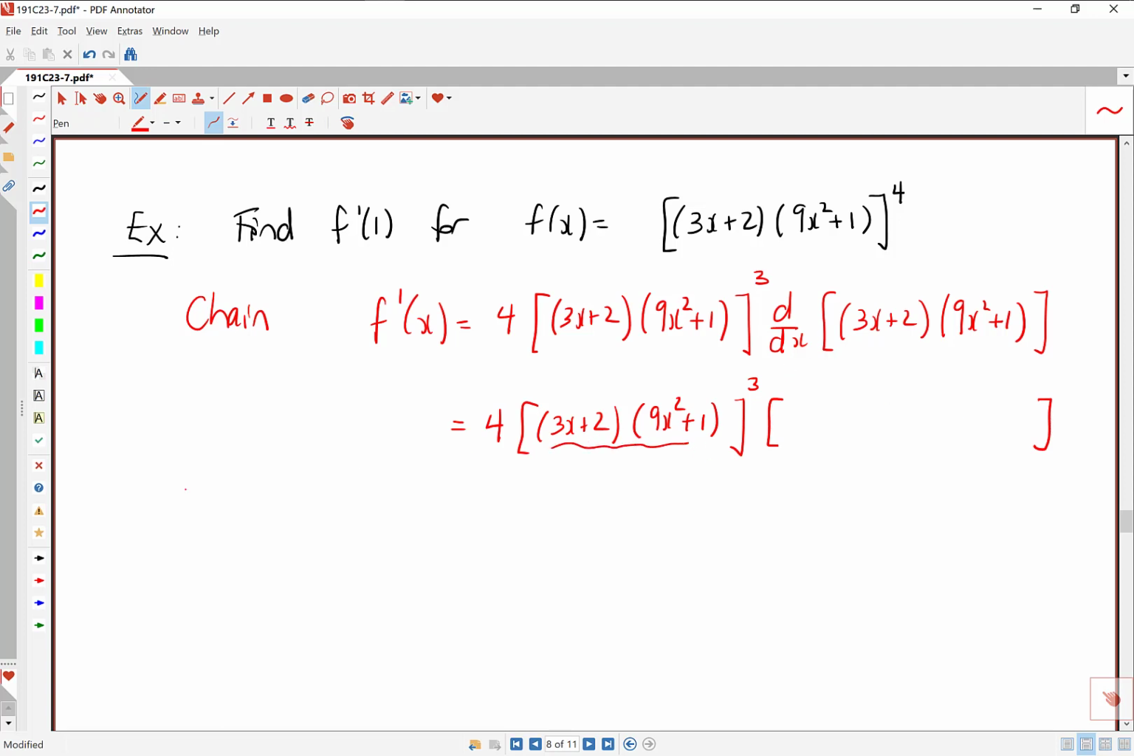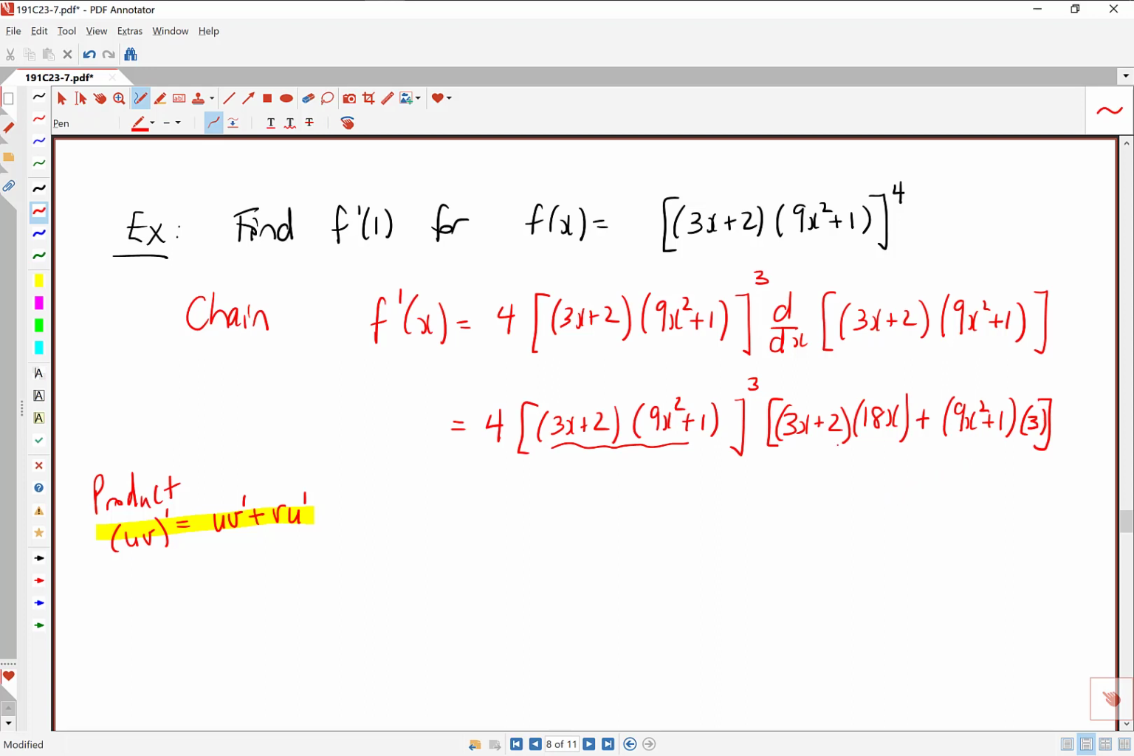Okay, so maybe I'll write the product rule over on the side just so we've got something to look at. Derivative of u times v is u v prime plus v u prime. So that's the pattern we're going to follow here to figure out the derivative of the inside function. So keep the 3x plus 2 on there. Derivative of 9x squared plus 1 is 18x. And then we go plus and do this the other way around: 9x squared plus 1 times the derivative of the first factor, which is 3.